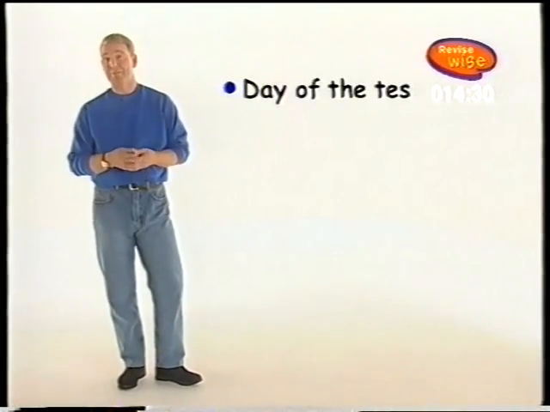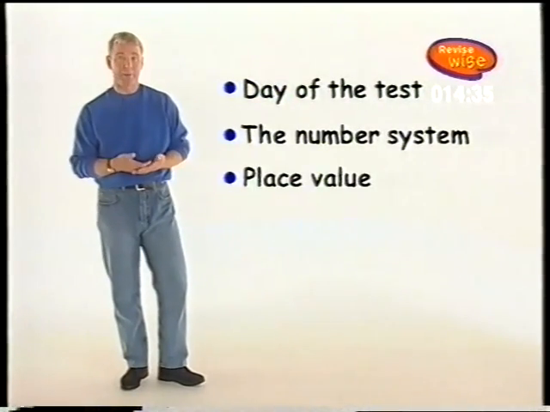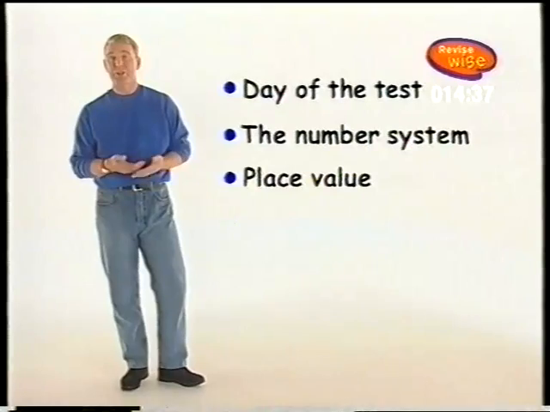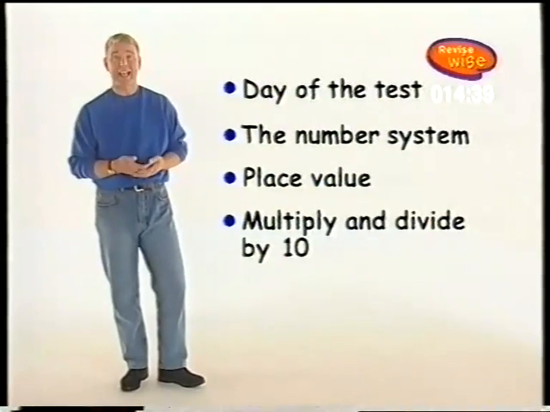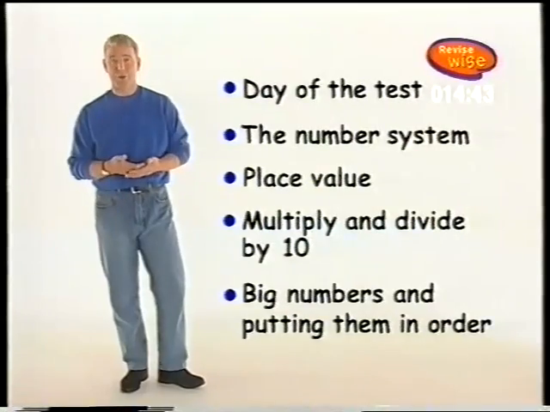That's the end of our unit on number and place value. So let's check what we've done. We saw what happens on the day of the maths test. We looked at the number system and place value. We saw what happens when you multiply and divide numbers by 10. And we worked out what big numbers are called and how to put them in order.